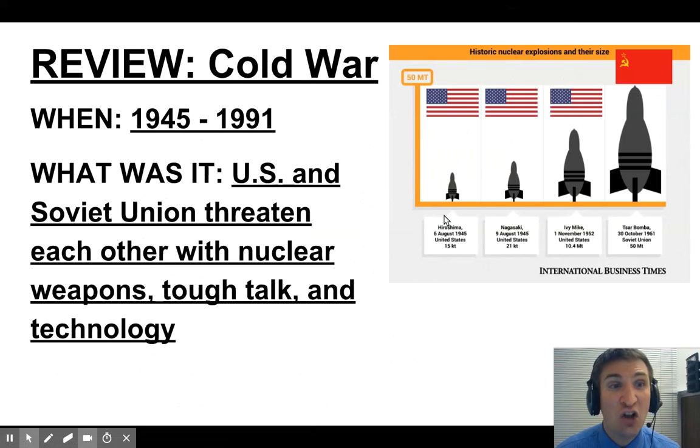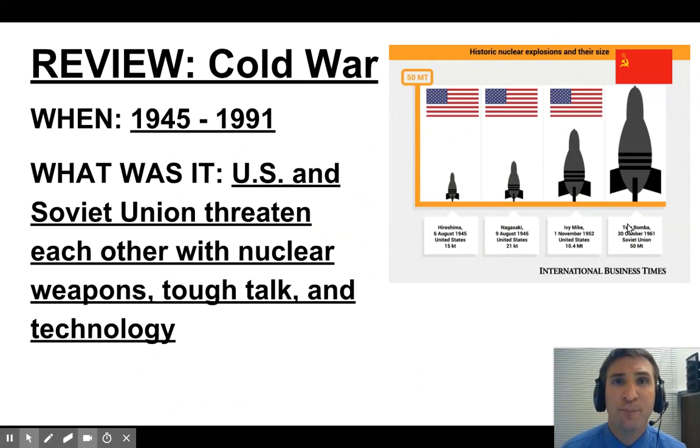And here are the nuclear weapons. America has atomic bombs. They use them in Hiroshima and Nagasaki. And they also test the very first hydrogen bomb. It was called Mike in 1952. And this was the hydrogen bomb tested by the Soviet Union. It was called Tsar Bomba. They were very powerful.